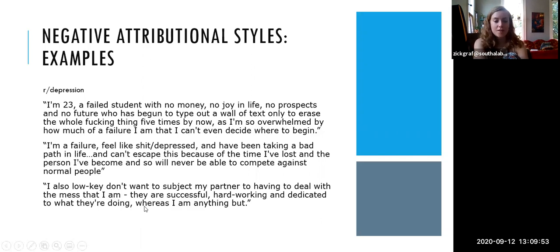And then this person is making internal attributions that they're the opposite of successful, hardworking, and dedicated. So with attributions like this, the natural outcome of explaining the world to yourself this way is that you'll feel bad about yourself and about the world, and that you'll feel hopeless. And this is what human learned helplessness looks like in action.